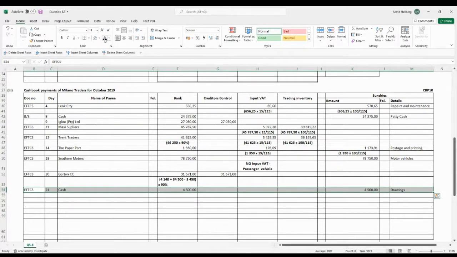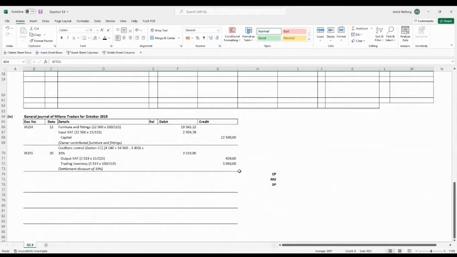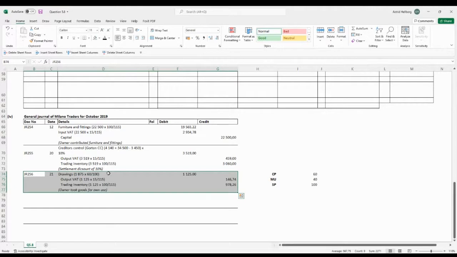Then B. Moodley, drawings of trading inventory with a selling price of 1,875. Now this is where we had to be very careful that you make sure that you got the 40% on selling price. So your selling price is 100, markup is 40%, so your cost is 60. So to work out the original cost of the goods is the 1,875 times 60 over 100 means the cost was 1,125. Because of the fact that the owner takes it, we have to raise output VAT on that transaction, and then the remaining portion goes to trading inventory that has been reduced.